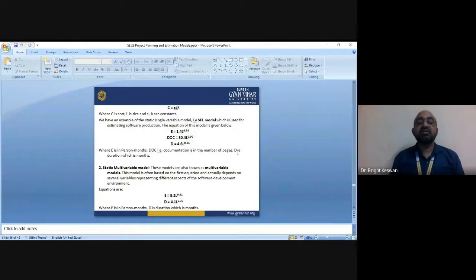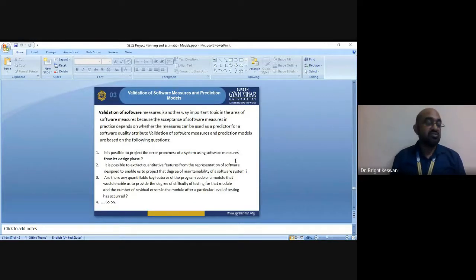As I earlier discussed these software tools and methods with you, so let us discuss the last point of this lecture, that is validation of software measures and prediction models. Validation of software measures is another important topic in the area of software measures, because the acceptance of software measures in practice depends on whether the measures can be used as a predictor for a software quality attribute. Validation of software measures and prediction models are based on some questions.